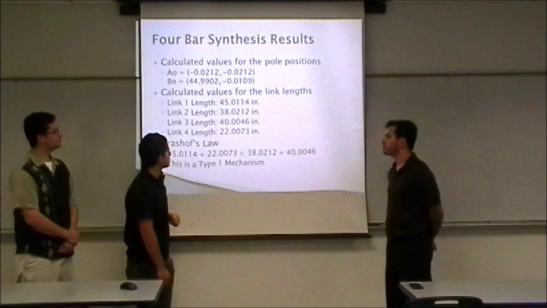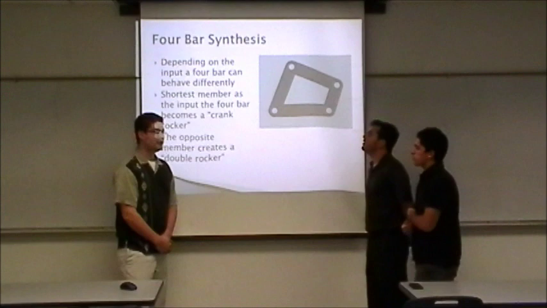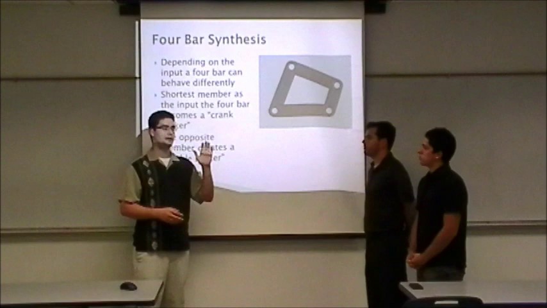Now, with Grashof's law, we can say if it's a type 1 or type 2 mechanism. As mentioned earlier, with Grashof's law, we were able to calculate this device is actually a type 1 mechanism. It means it can behave like a crank rocker or a double rocker. A crank rocker will rotate one bar completely 360 degrees, while the other goes back and forth. A double rocker will rock both joints back and forth.